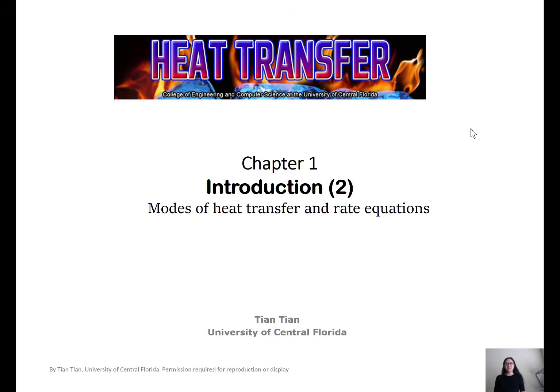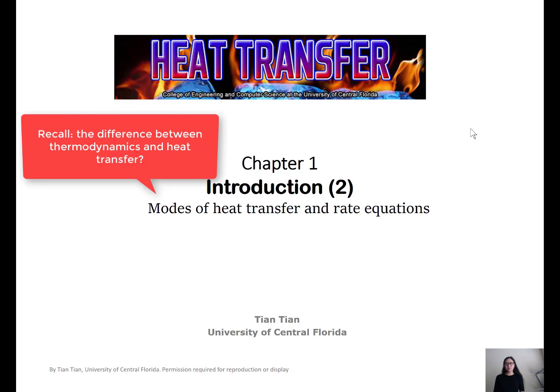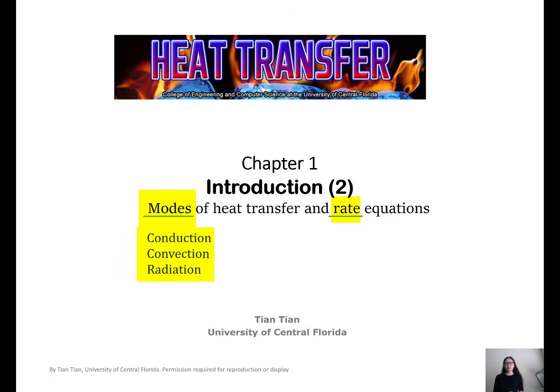This is Dr. Tian. Last class we talked about the difference between the subjects of heat transfer and thermodynamics. We know heat transfer extends the study of thermodynamics by studying the modes and the rate of heat transfer. Heat transfer has three modes: conduction, convection, and radiation. This class will briefly introduce the rate equation of each heat transfer mode.